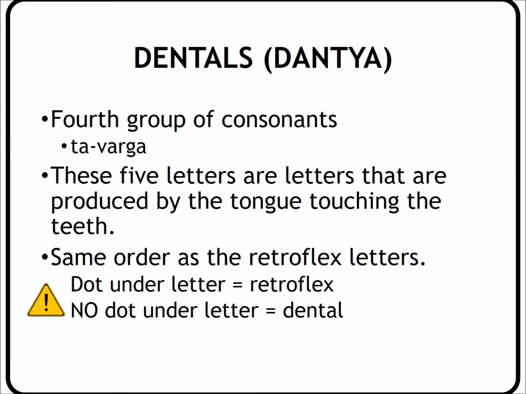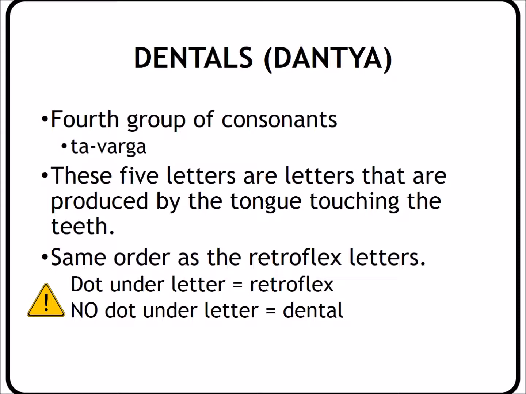Now we are entering the 4th group of consonants, which are your dental letters, also known as dantya. Because the first letter of this category is ta, this is known as the ta-varga. These letters are dental because you take your tongue and touch the teeth, or just the base of the teeth. So the teeth are very important for this set of letters. People who have missing teeth will have some difficulty pronouncing these letters. When I say teeth, I'm talking about the front teeth.